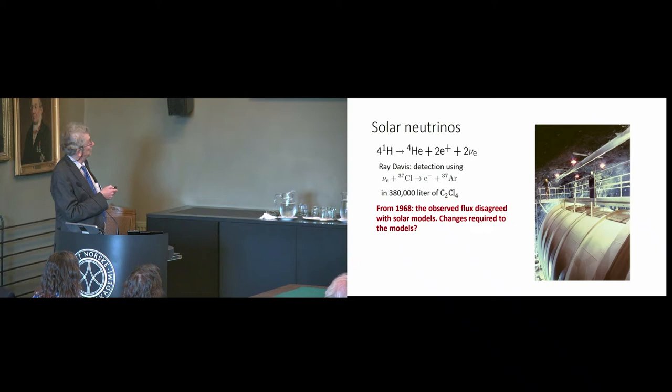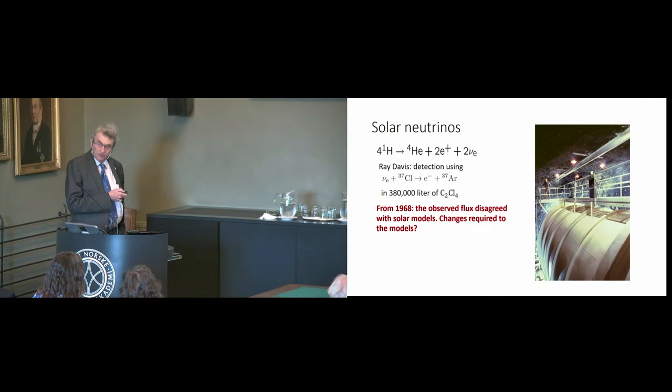But the number he got out was much lower than what the models predicted, even at that time. And so the question again was whether the models were incorrect, which could very easily be the case. Modeling stars is, after all, a complex business. Or whether there was something interesting going on with the neutrinos.